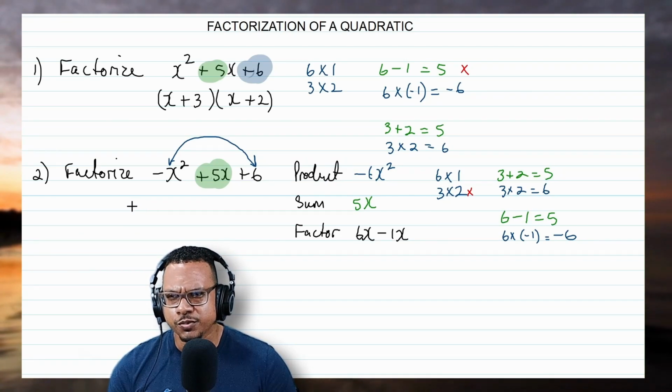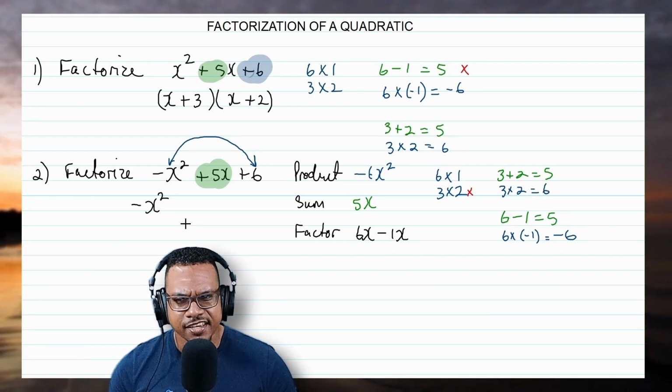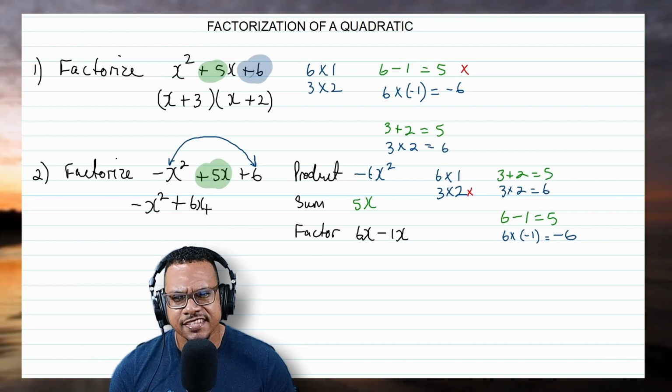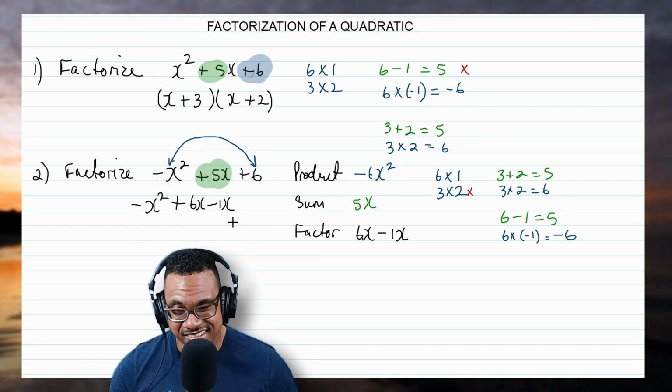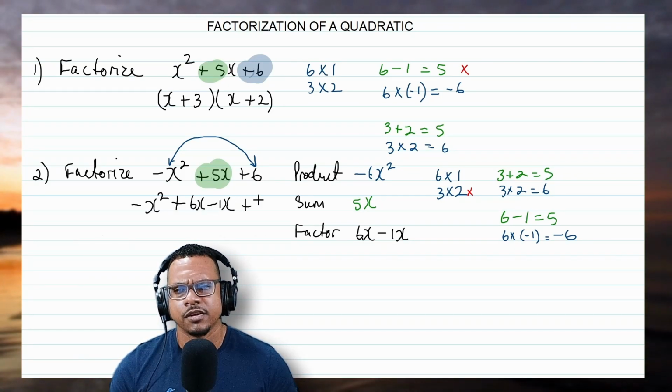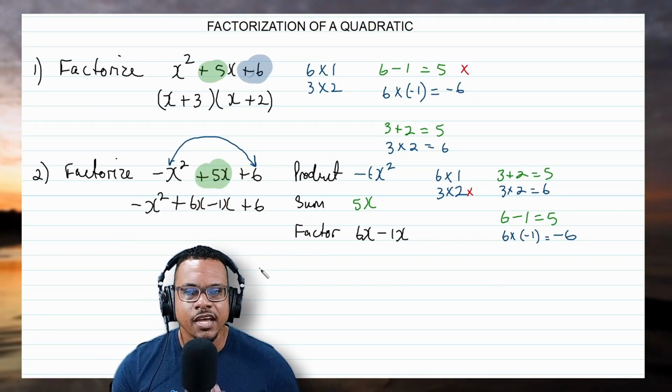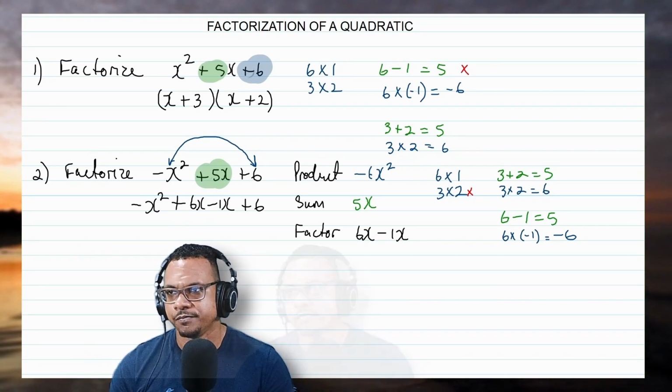So what I'm going to do is have this negative x squared, and instead of writing the positive 5x, I'm going to replace it with the positive 6x take away 1x, because that is the 5x, plus 6. You see this positive 6 come down like this, and I replace the positive 5x with 6x take away 1x. And now we're going to factorize by grouping.